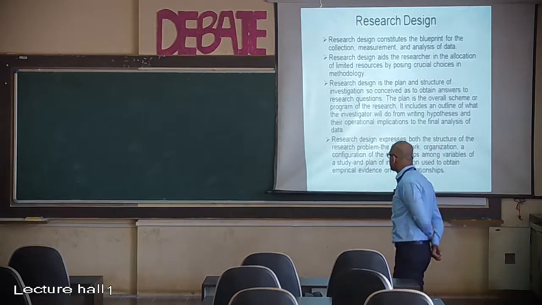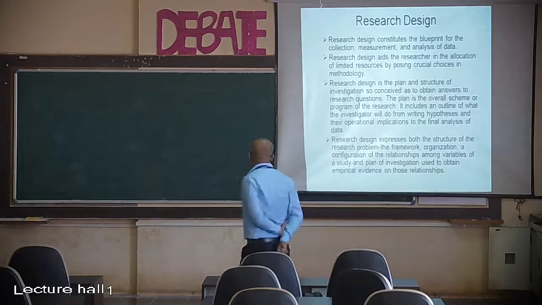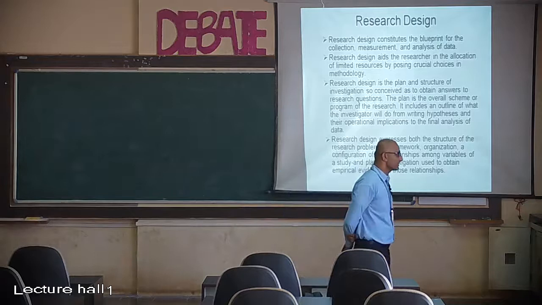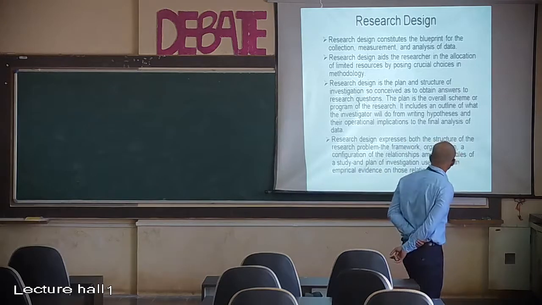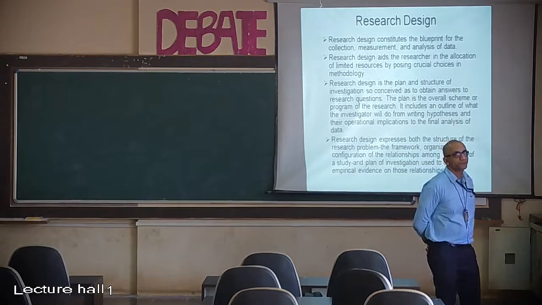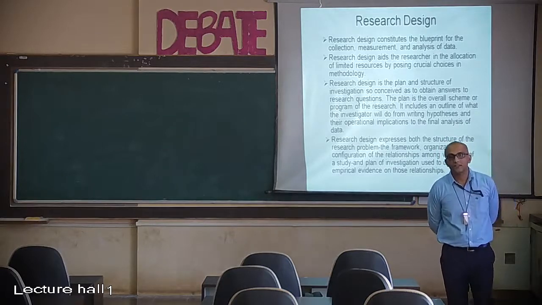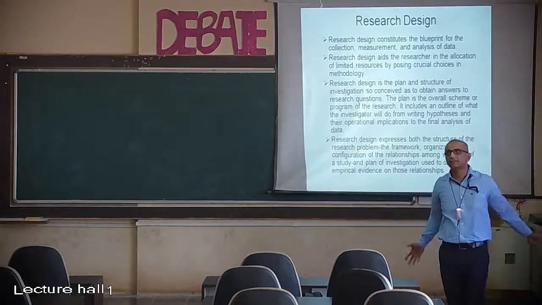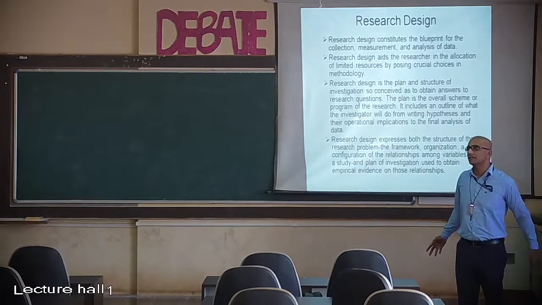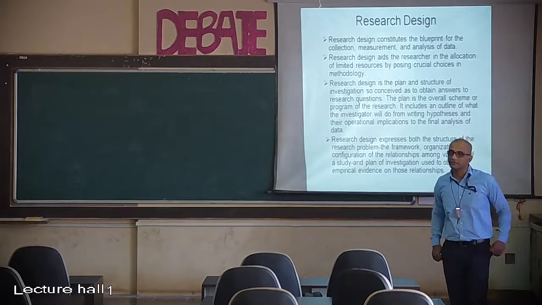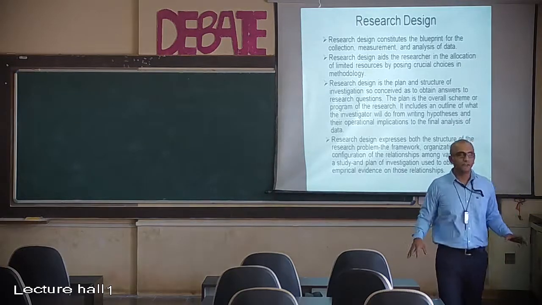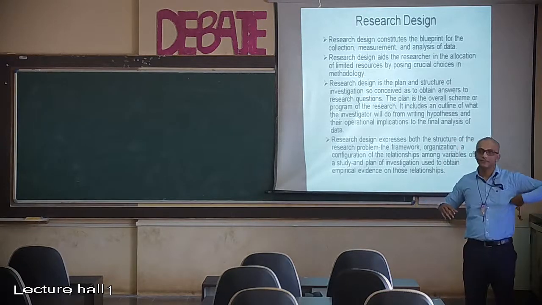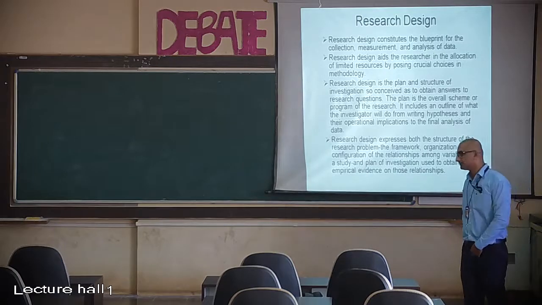Research design expresses both the structure of the research problem, the framework, the organization, the configuration of the relationship among the variables of the study, and the plan of investigation used to obtain empirical evidence on these relationships. So what basically it is trying to say here is that the research design consists of various variables in question. Basically, business research consists of studies of different variables.